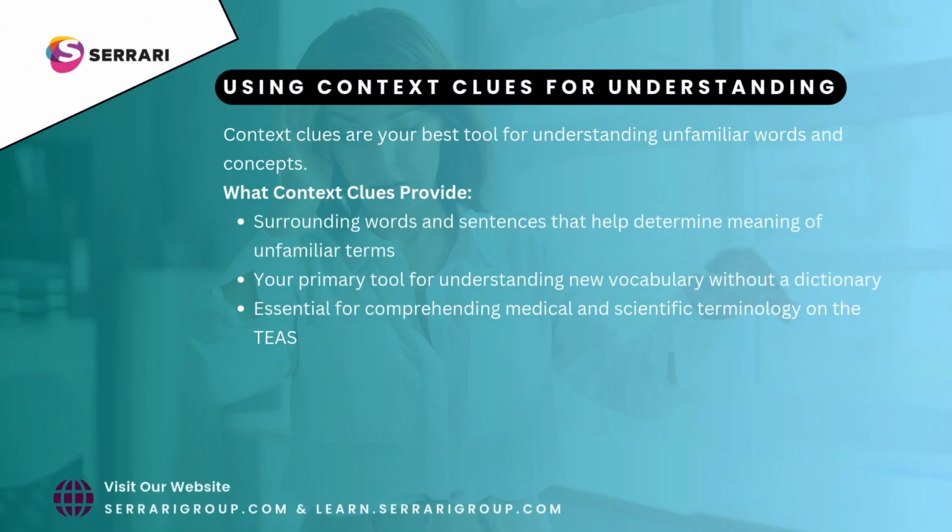Using context clues for understanding. Context clues are your best tool for understanding unfamiliar words and concepts. What context clues provide: surrounding words and sentences that help determine the meaning of unfamiliar terms. They are your primary tool for understanding new vocabulary without a dictionary, and essential for comprehending medical and scientific terminology on the TEAS.